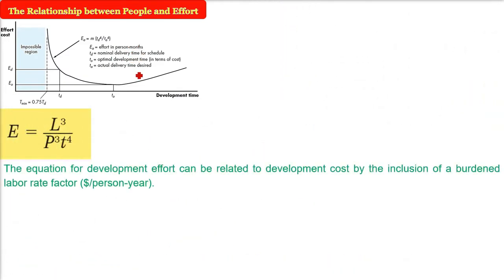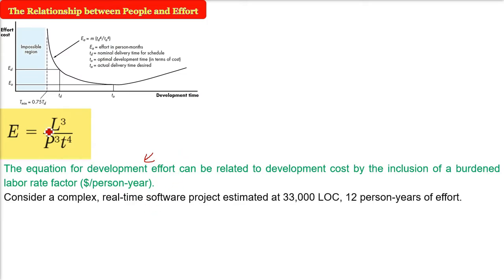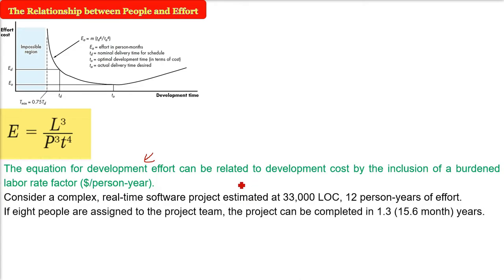Now if you have an amount, say $8,000 paid per month to a person, you can also compute the cost. We have already done this in the previous discussions while we were doing the project estimation. But let me take an example of this particular equation. Just consider a complex real-time software project estimated at 33,000 lines of code. The capital L is 33,000. The effort is 12 person-years.